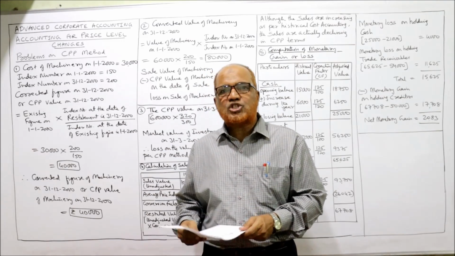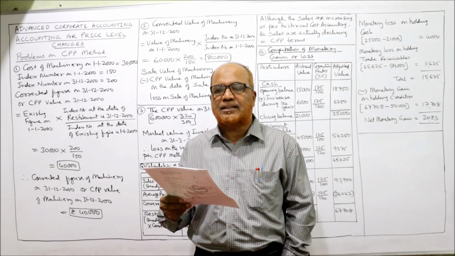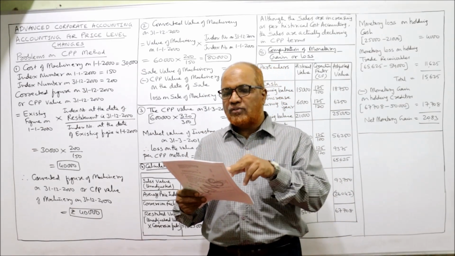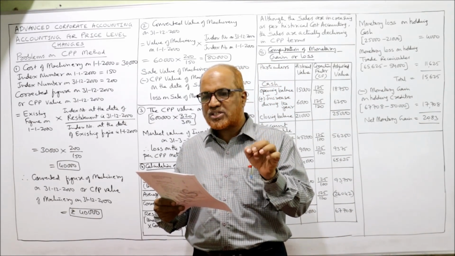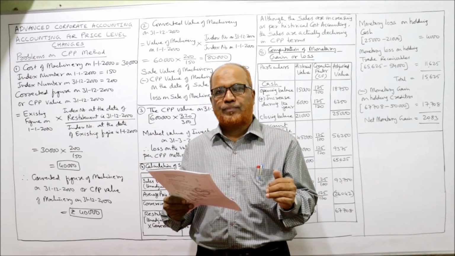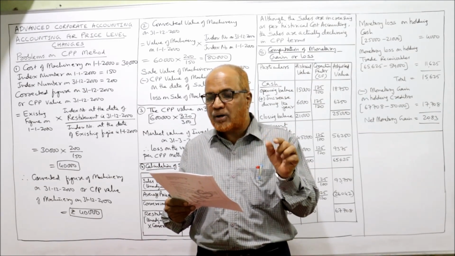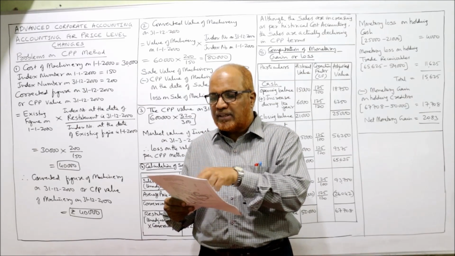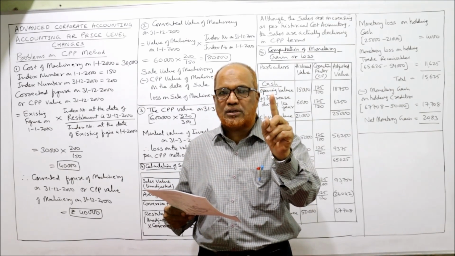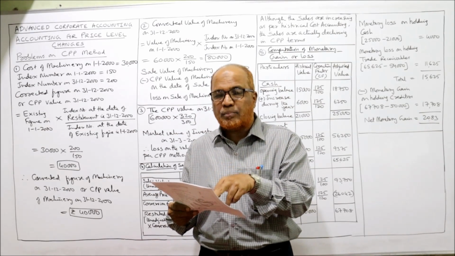First problem: machinery was purchased on 1st January 2000 for rupees 30,000, when the retail price index stood at 150. Restate the value in current rupees on 31st December 2000, that is after 1 year, when the retail index stood at 200. At the beginning of the year, 1st January 2000, the index number was 150. At the end of the year, 31st December 2000, the index number was 200.